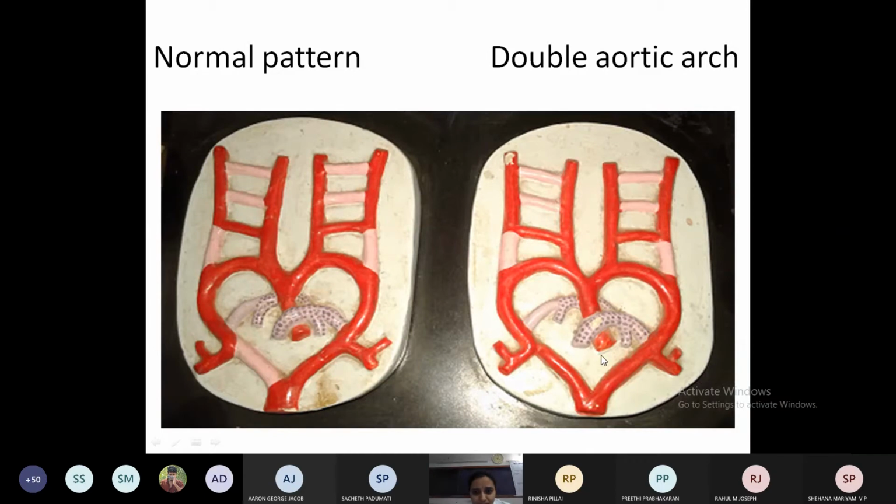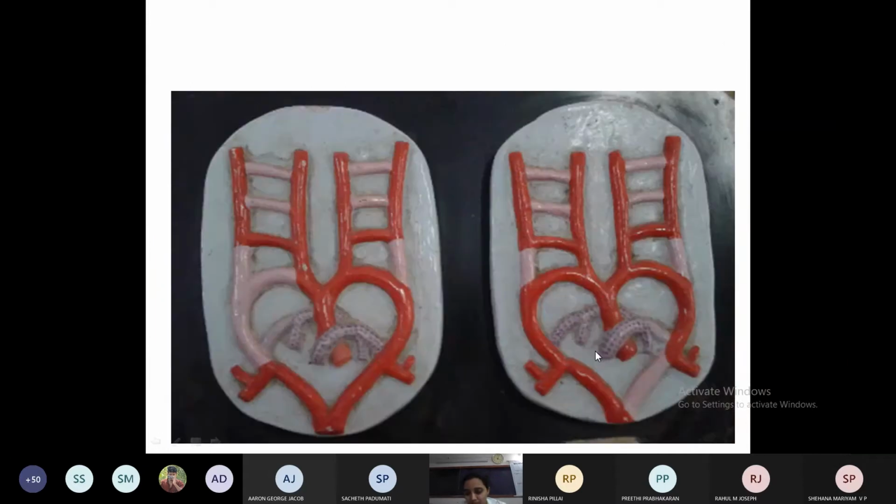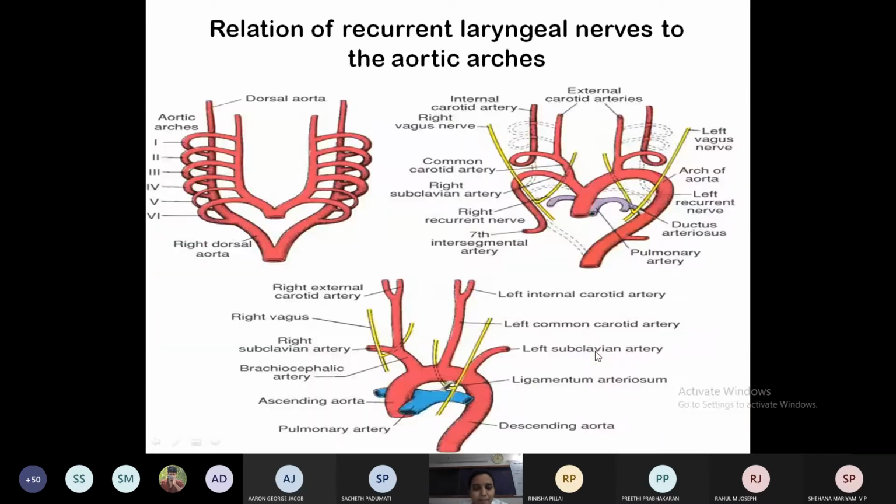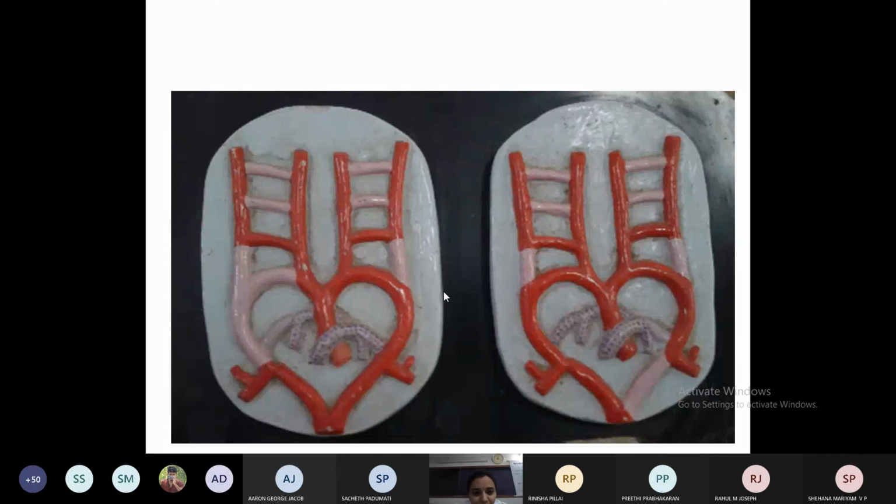Okay. The next models I'll ask you; you have to identify. These models are not normal. You have to identify what the defect is.